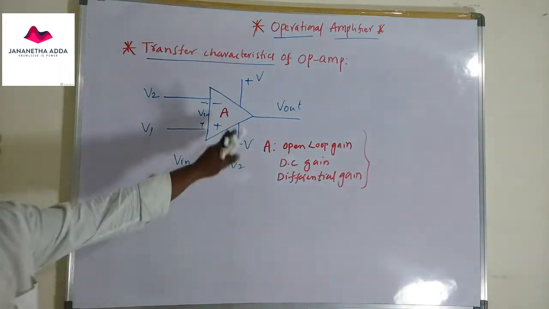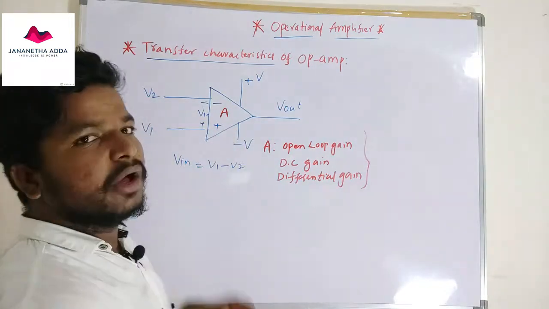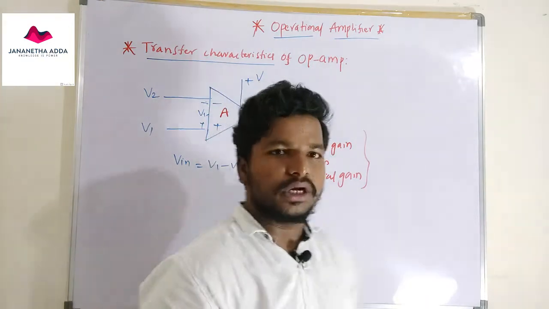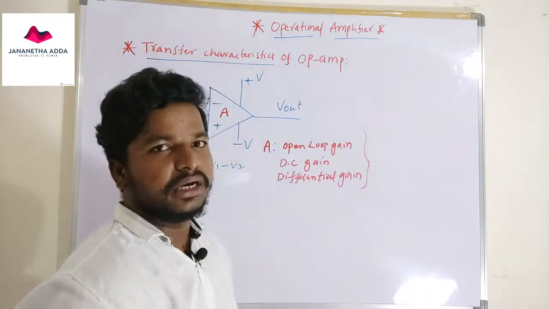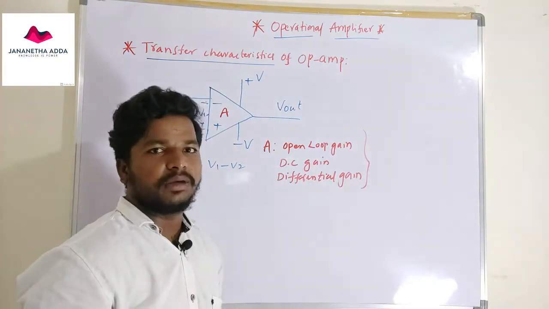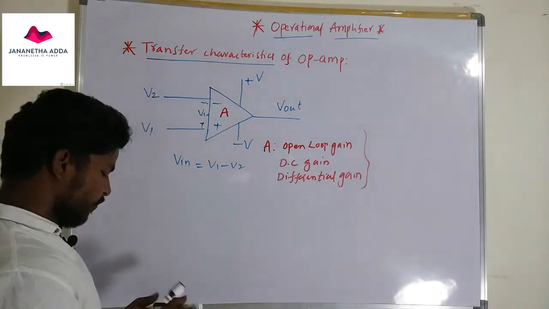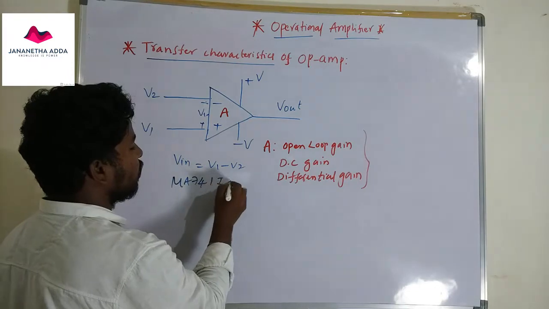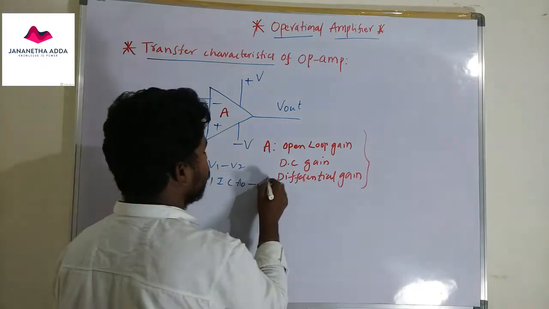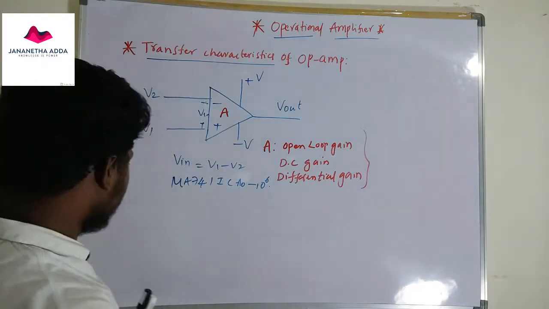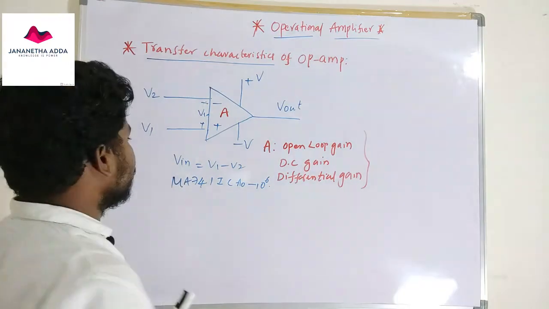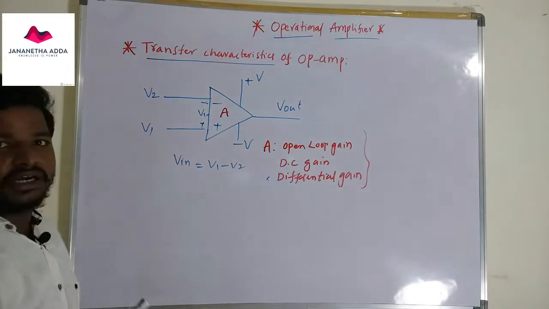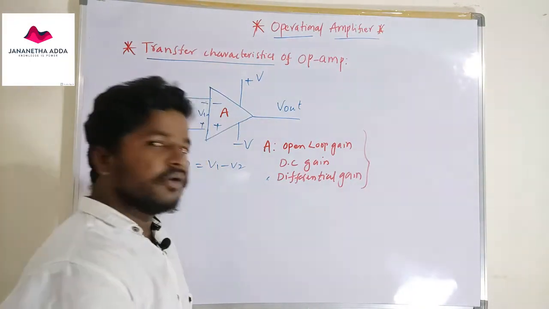Ideally, we also discussed the values of this open loop gain. For the ideal operational amplifier, the open loop gain should be infinite. For a practical operational amplifier like the mu A741 integrated IC, the open loop gain is up to 10 to the power of 6. The goal of this video is to discuss the transfer characteristics of the operational amplifier.